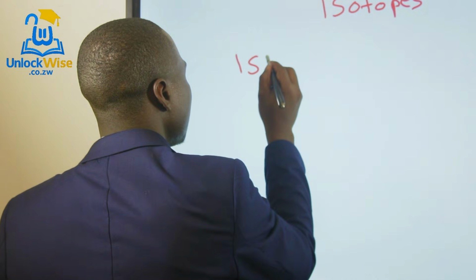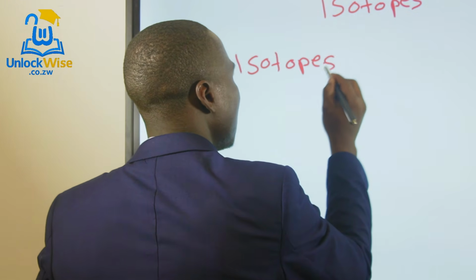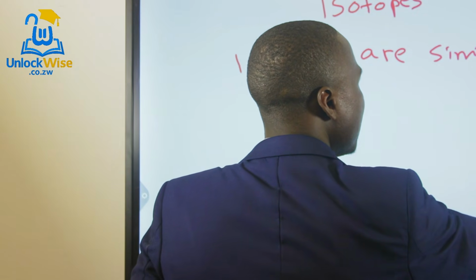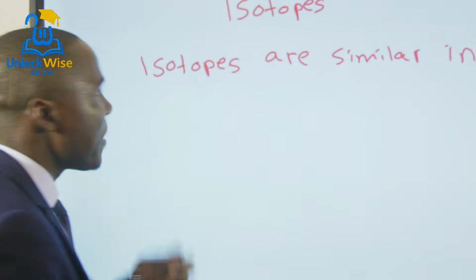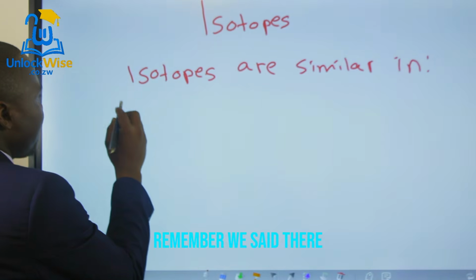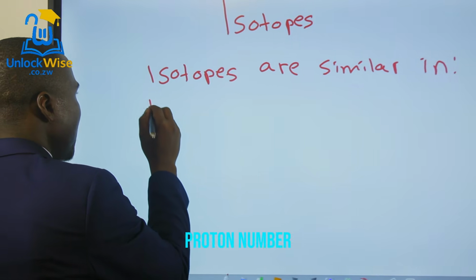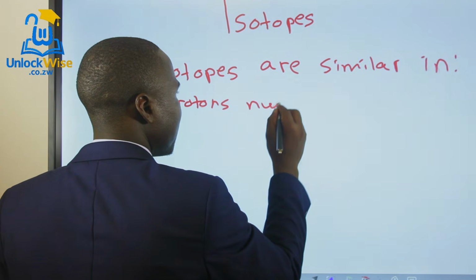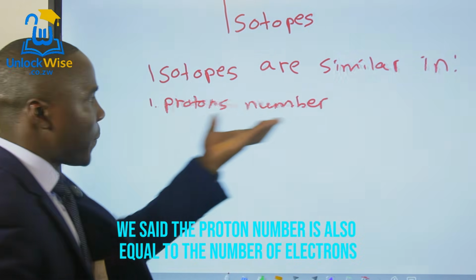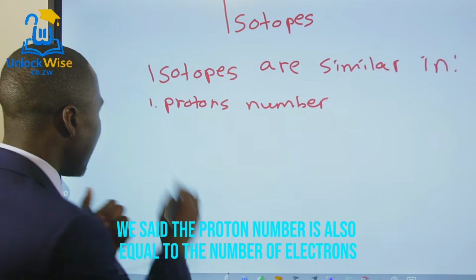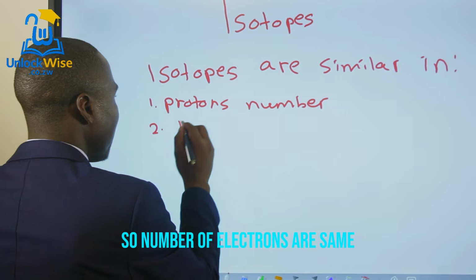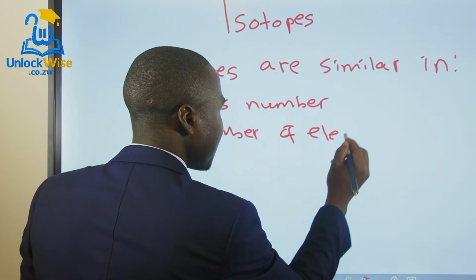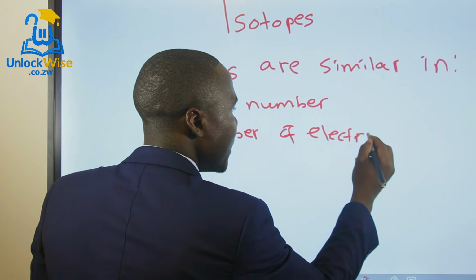Isotopes are similar in the proton number. The number of protons are the same. And remember we said the proton number is also equal to the number of electrons. So, the number of electrons are the same.